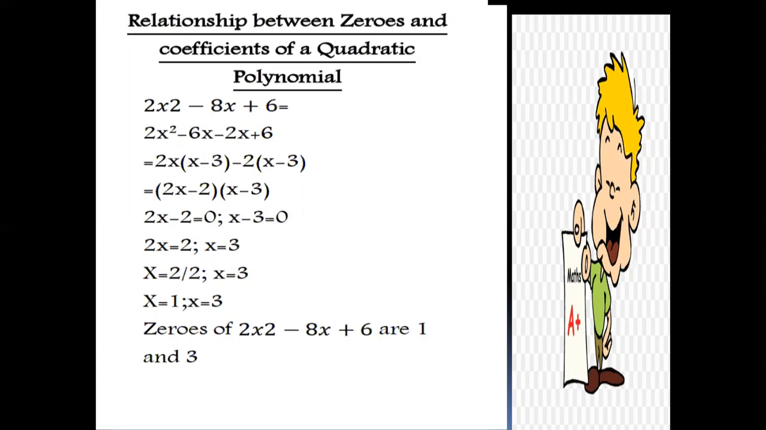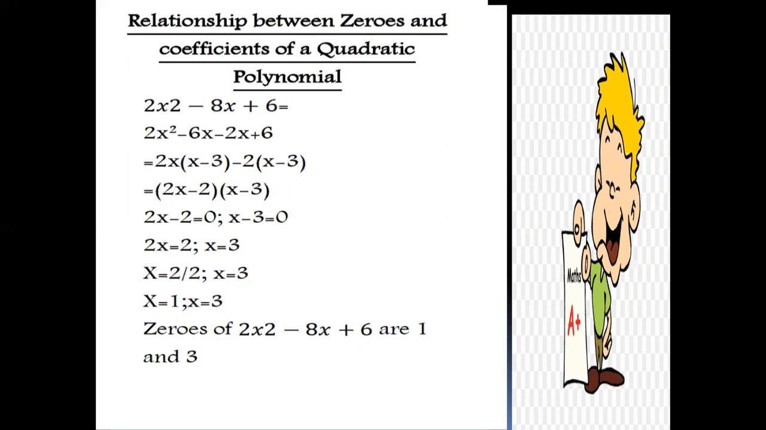In the first two terms, the common factor is 2x. So take 2x common, 2x into x minus 3. Then in the next two terms, 2 is common and minus is also common. So if you take minus 2 common, then minus 2 into x minus 3. In this, again x minus 3 is common. So x minus 3 into 2x minus 2.